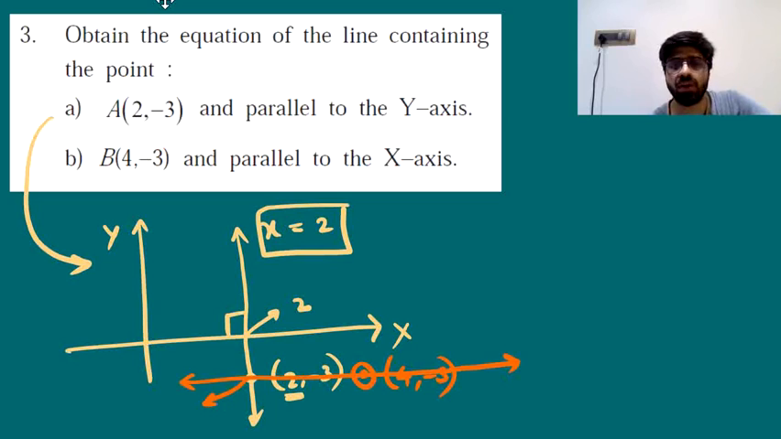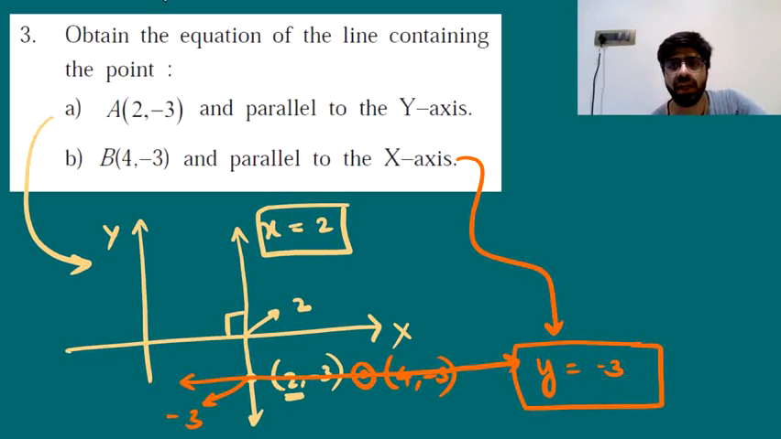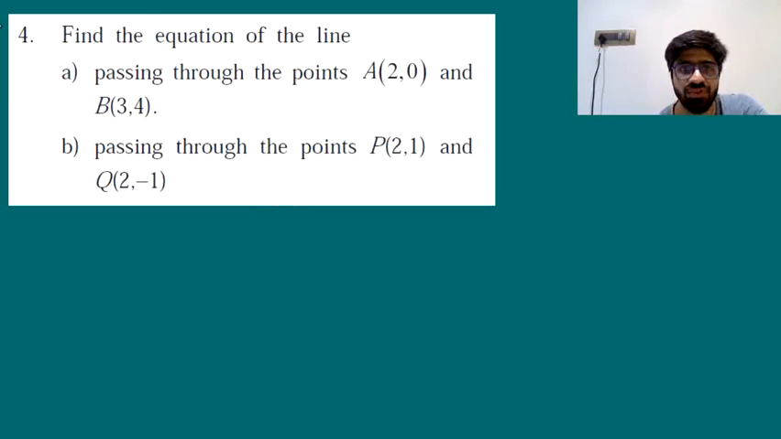The y coordinate here, or the point here, will be the y coordinate of this point, which is minus 3. And because the line is perpendicular to y, the equation will be y equal to constant. The constant being this very number, that is minus 3. So y equal to minus 3 is the required equation of the line for question number 3, part B. Going ahead with question number 4.